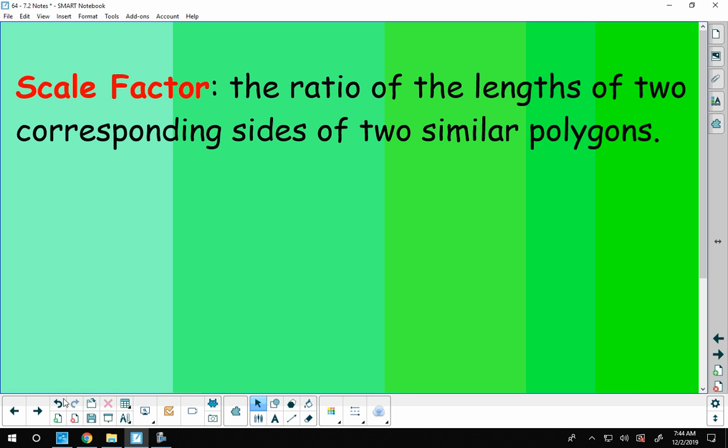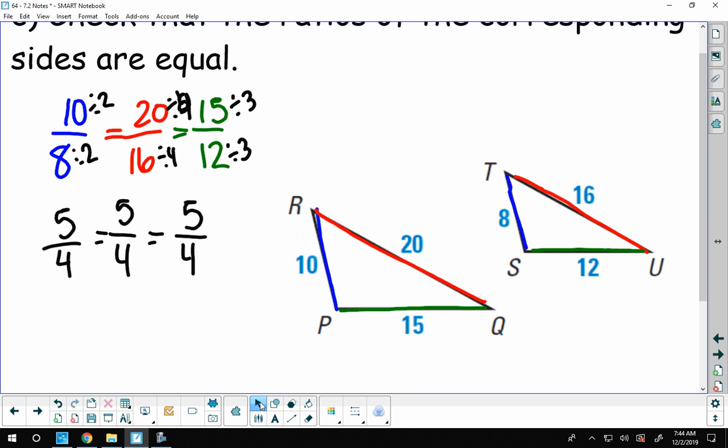So what is a scale factor? It's the ratio, which is just a comparison of two numbers, of the lengths of two corresponding sides of two similar polygons. So for example, the scale factor here is just 5/4.